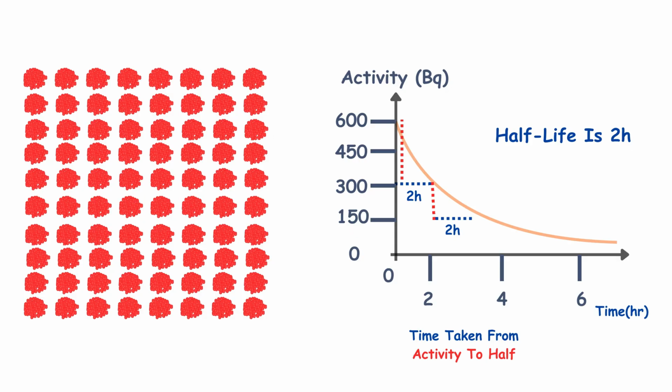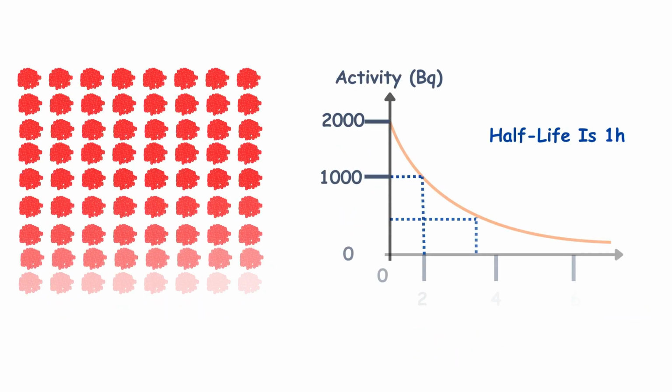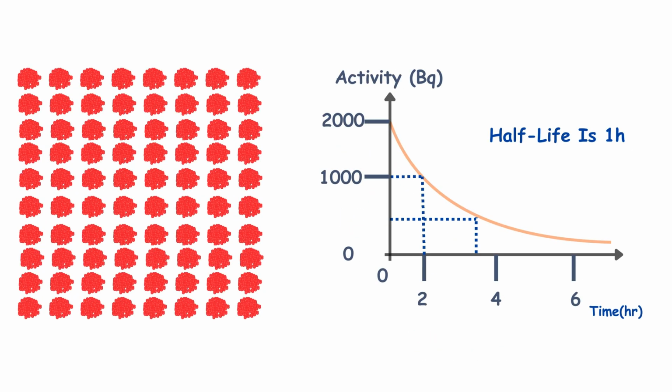To calculate the half-life using this type of graph, we need to find the time duration during which the activity is reduced by half. For example, if the activity starts at 600 becquerels and drops to 300, we observe that this change takes approximately 2 hours. To confirm this result, we can further check how long it takes to reduce from 300 to 150 becquerels, and if that also takes about 2 hours, we can be reasonably certain that the half-life of the sample is 2 hours. If we consider a different radioactive sample, one that decays more rapidly, we would see a graph where the activity starts at a much higher value and decreases very quickly, indicating a much shorter half-life. In this case, possibly 1 hour.